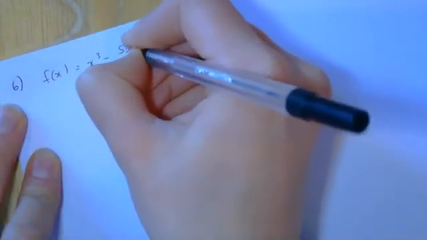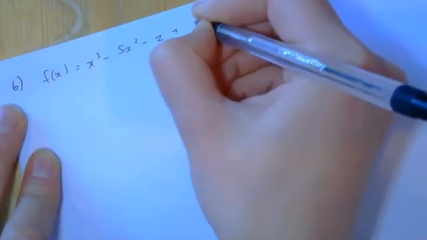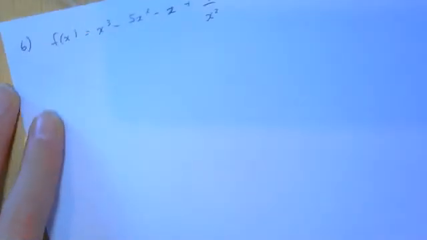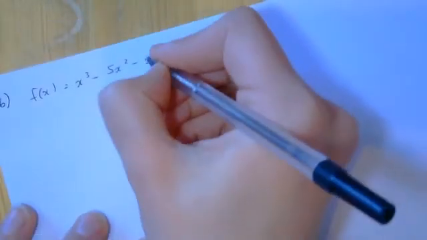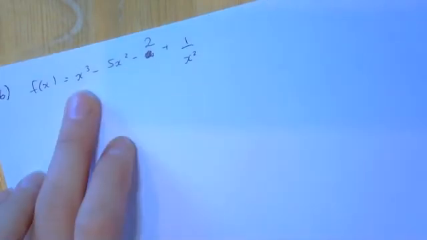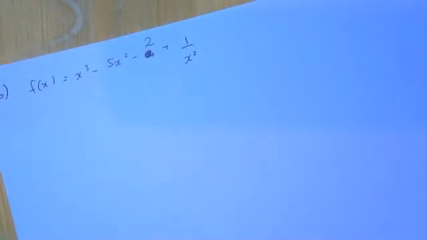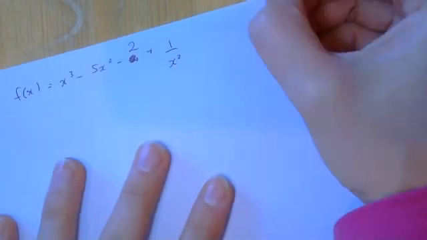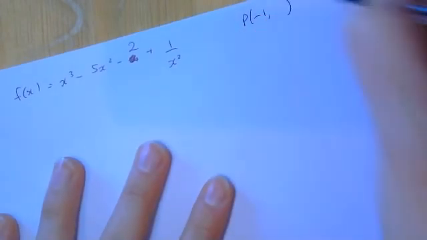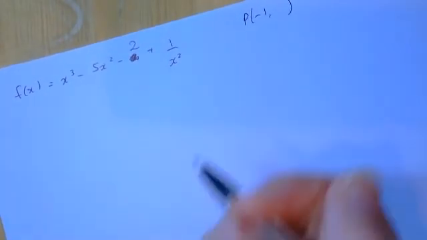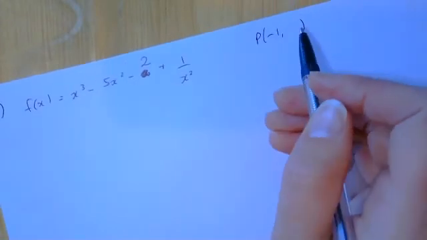We've got f of x being x cubed minus 5x squared minus 2 plus 1 over x squared. That is, believe it or not, a 2. Oh, look at the state of that. Right, x cubed minus 5x squared minus 2 plus 1 over x squared. The point P with x coordinate minus 1 lies on the curve. Find the equation of the normal to the curve at the point P.